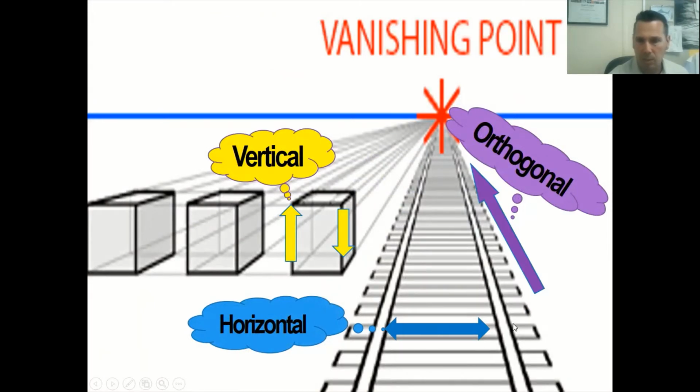These lines going side to side, horizontal lines, side to side here, side to side, side to side. The horizon line is of course a horizontal line. And our third line, vertical lines, are those straight up and down. All right, I think you got it. Thumbs up if you got it. Orthogonal, horizontal, and vertical lines.